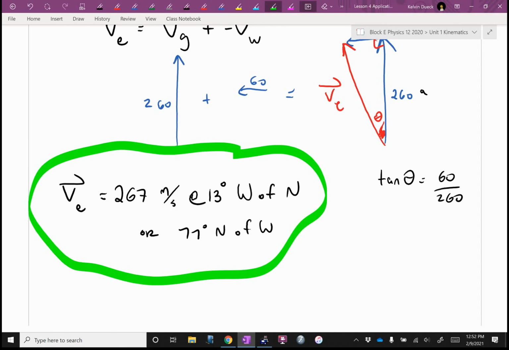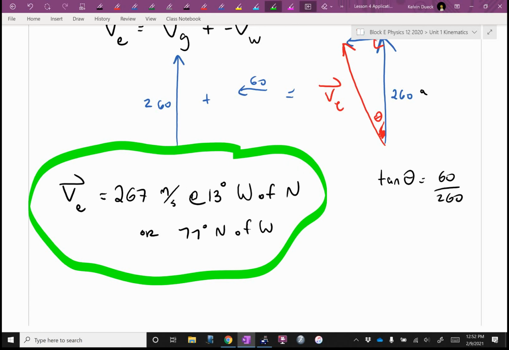What's 3 plus 5 in your head? Everybody? 8. What's 5 plus 3 in your head? When you're adding, does order matter? Same with vectors. What's 3 minus 5 in your head? What's 5 minus 3? Do you get the same answer if you change the order when you subtract? No.